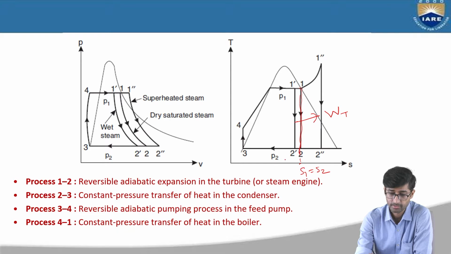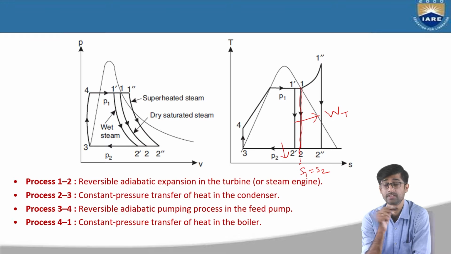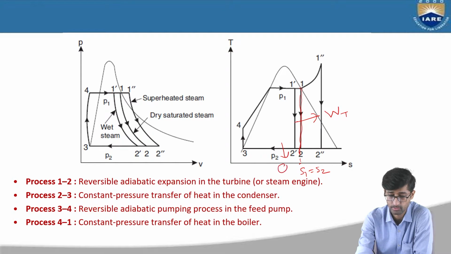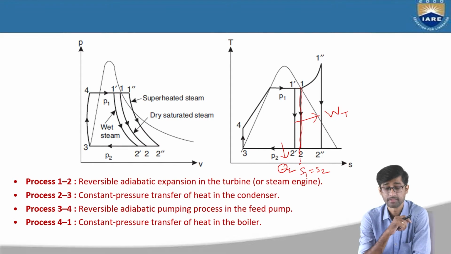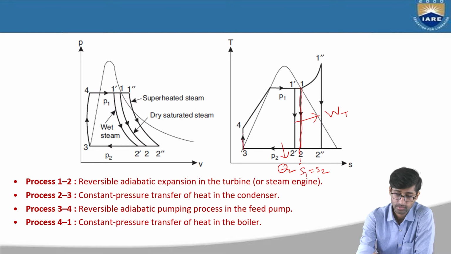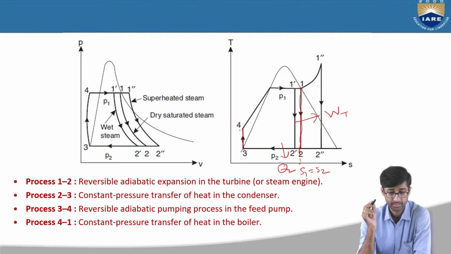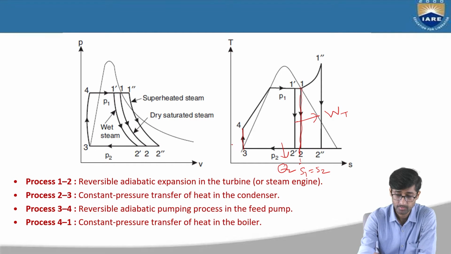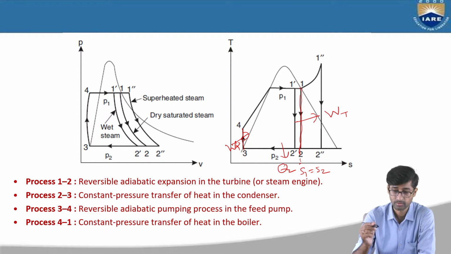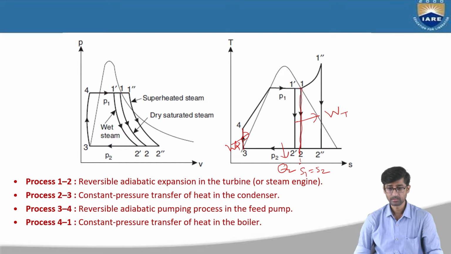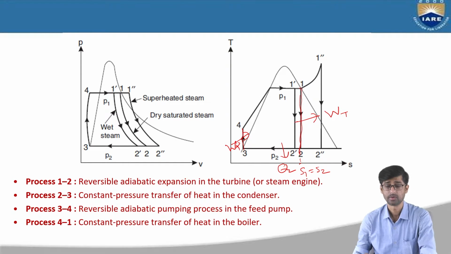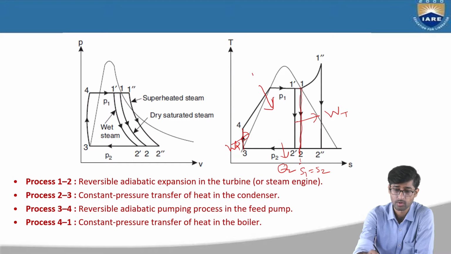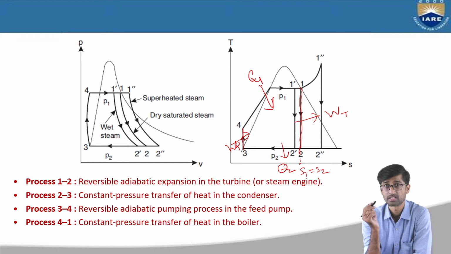Process 2 to 3 is the condenser, a constant pressure transfer of heat where the heat is rejected. Let's say this is Q2 according to the diagram. And 3 to 4 is the pump, a reversible adiabatic pumping process in the feed pump. Here, this is the pump work, WP, that we have already discussed. Now, 4 to 1 is the boiler, where the heat is supplied. This is Q1.